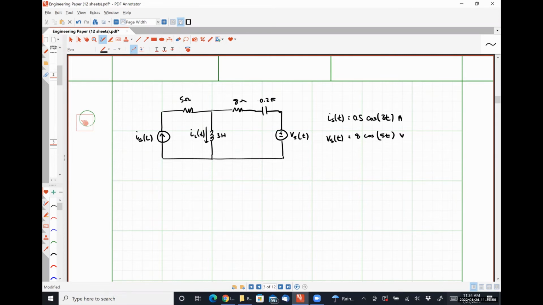So this circuit is being excited at 2 different angular frequencies. If we try to just throw this into the frequency domain, or the phasor domain, we can easily see that IS would be 0.5 angle 0 degrees amps. VS would be 8 angle 0 degrees volts.